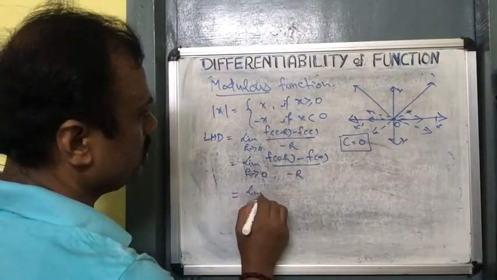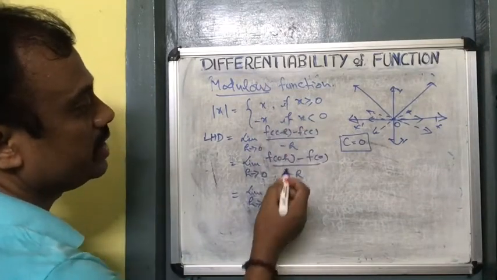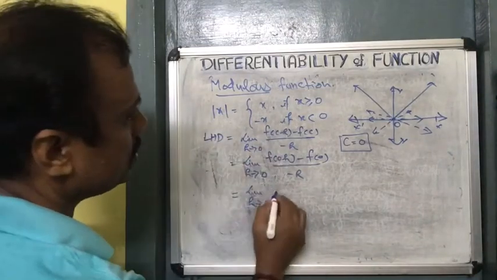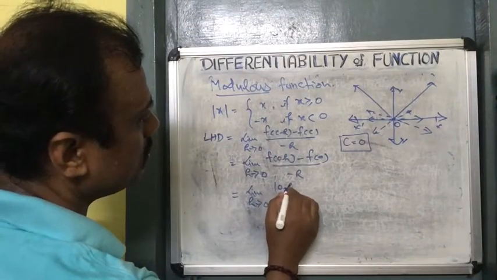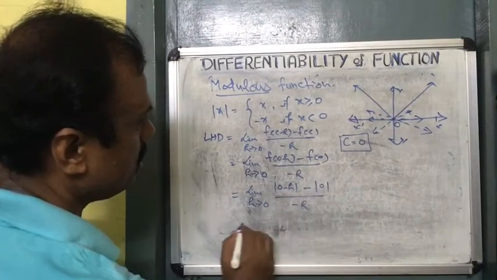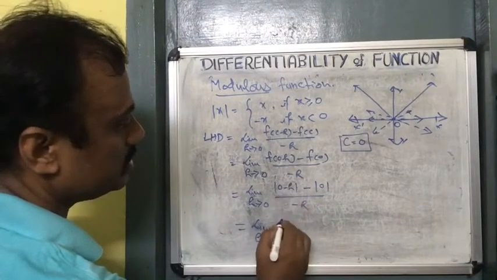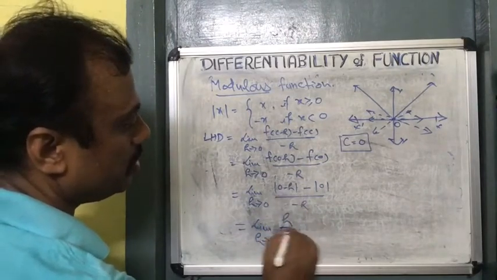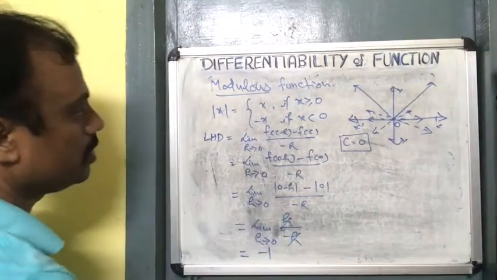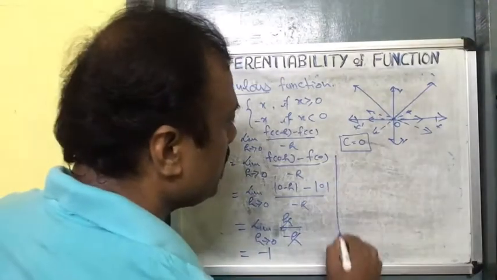Now let us put it, 0 minus h. For 0 minus h, the function will be this way: 0 minus h, that is minus h, minus mod 0, upon minus h. So here you will have limit h tends to 0, minus h minus 0 upon minus h. So what will be the limit of left hand derivative? Minus 1. Now let us find out right hand derivative.